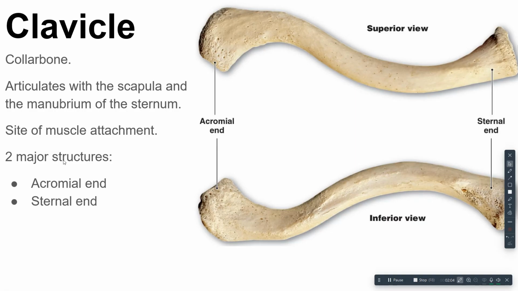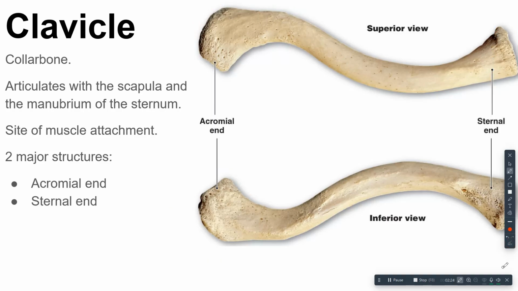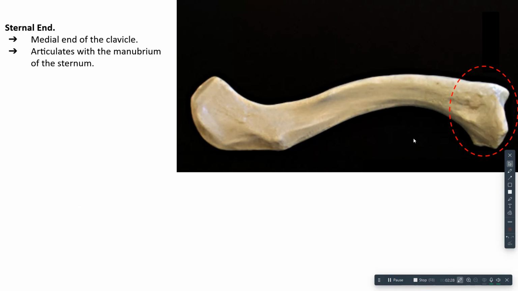The clavicle has two ends to it that we have to know. It has an acromial end, which we can see here. It is the more flat end. The acromial end is the flatter one. The sternal one is going to be the rounder one. So those are my two ends of my clavicle. And let's concentrate on them for a second.